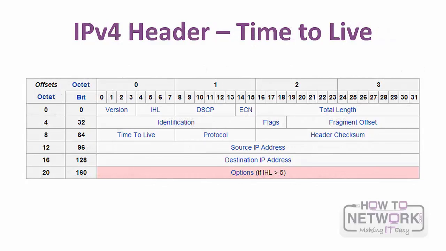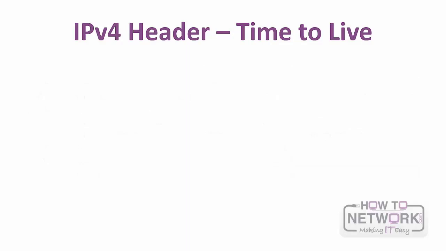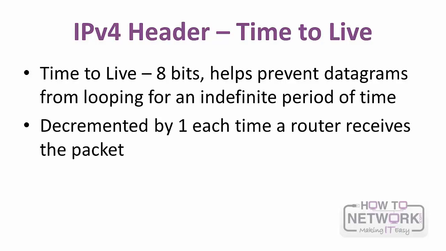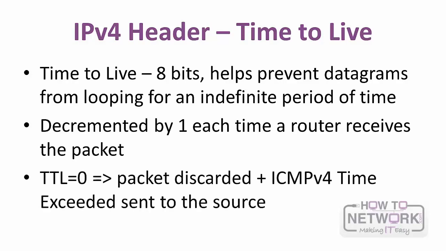Time to live, TTL, 8 bits. Ensures that packets do not live in the network for an indefinite period of time, as in the case of a routing loop. The TTL is decremented by 1 each time a router receives the packet. When the field reaches a value of 0, the packet is discarded, and an ICMPv4 time exceeded message is sent to the source of the packet.